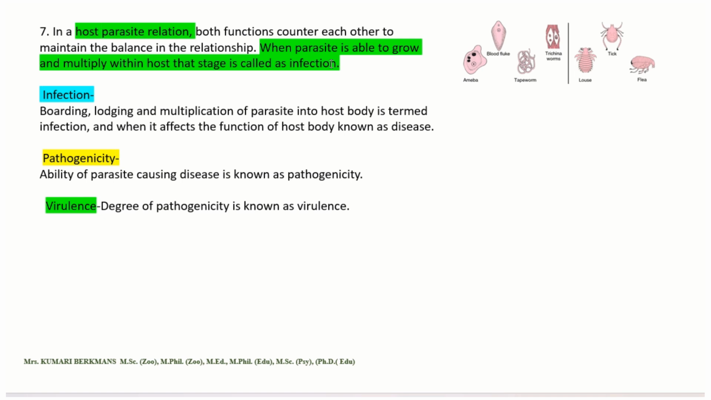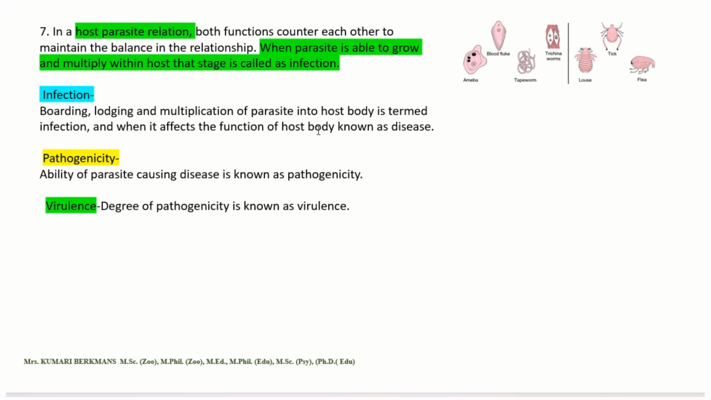See, when any flu virus enters into the human body, that flu virus first enters, then it replicates inside. So there will be so many flu viruses. The T cells or other immune cells are unable to kill all of them immediately. So the person is infected with the flu virus. That is called infection. So what is infection? Boarding, lodging and multiplication of the parasite in the host body is termed infection.